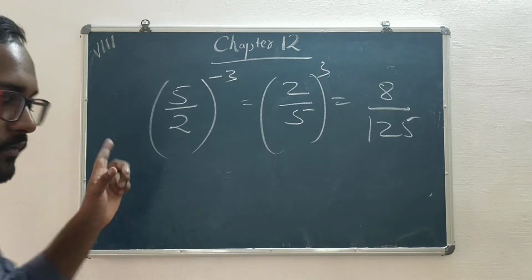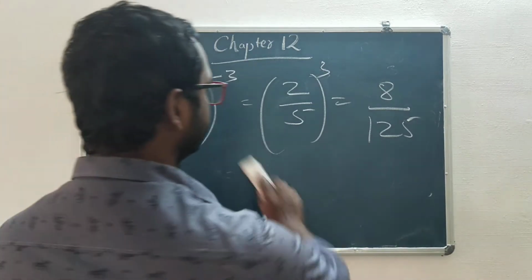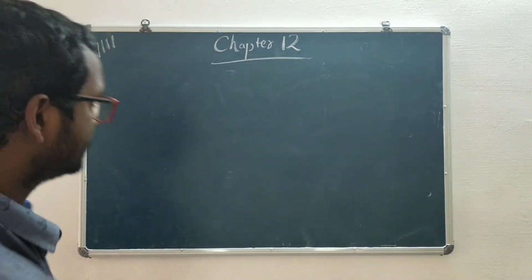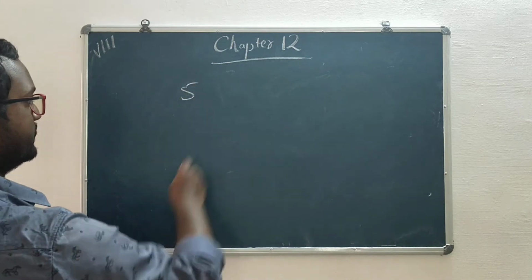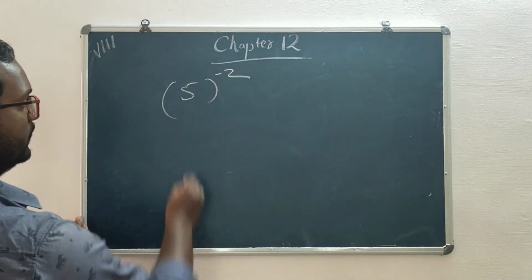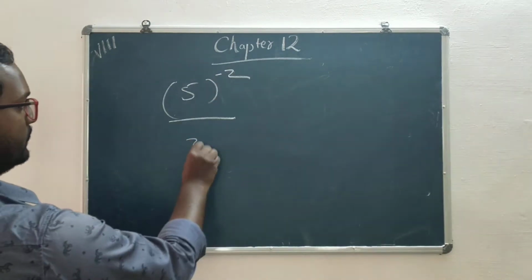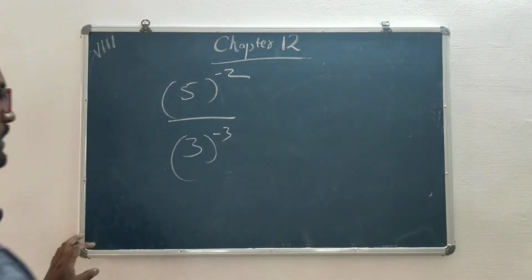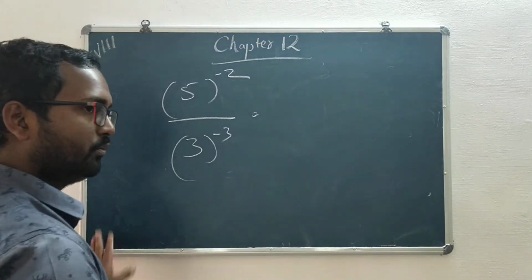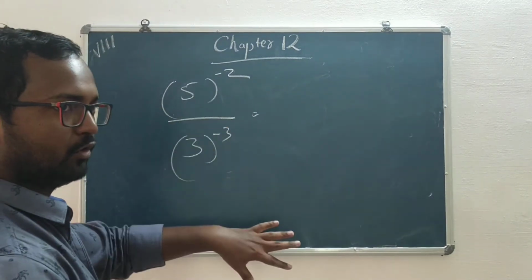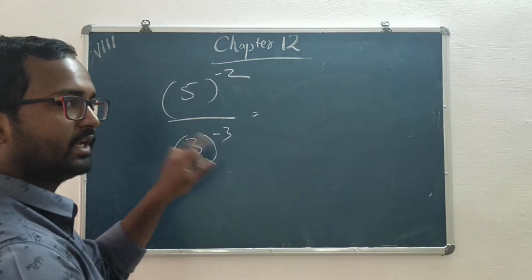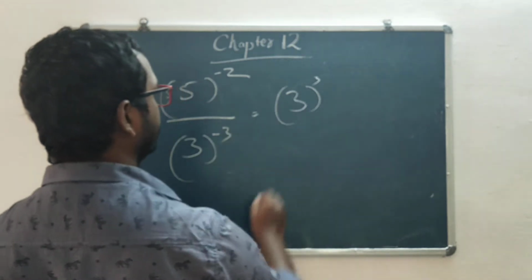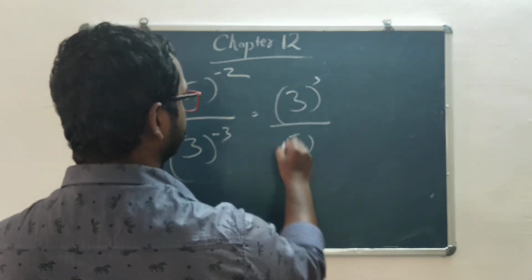Now, what if both the numbers have a different power? Let's say we are given a question like this: 5 power minus 2 divided by 3 power minus 3. Now what we should do is, the number in the numerator with negative exponents will come to the denominator, and the number in the denominator with negative exponents will go to the numerator. So this will become 3 power 3 divided by 5 power 2.